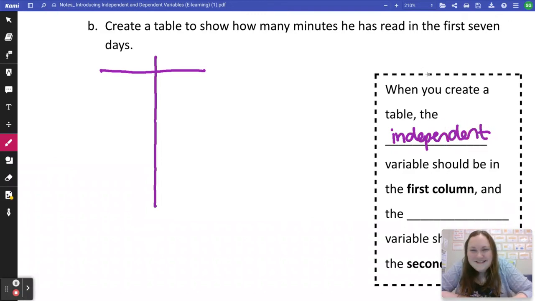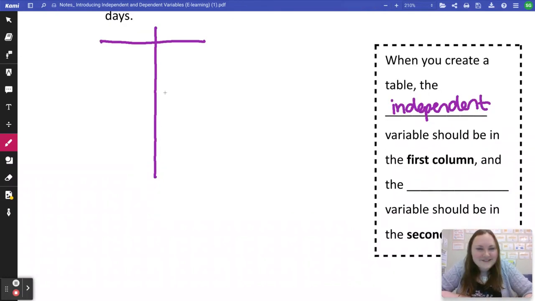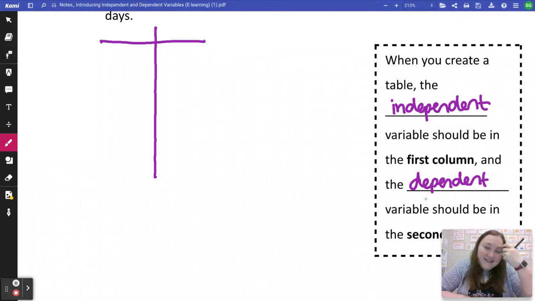So over here in this box, it says when you create a table, the independent variable should be in the first column. And then naturally, you can guess what's going to go in that other blank. The second column is going to be our dependent variable. That is because we had said earlier that dependent variable is going to depend on the independent variable. It's like the effect, and the independent variable is the cause. So we want to start with the independent variable.